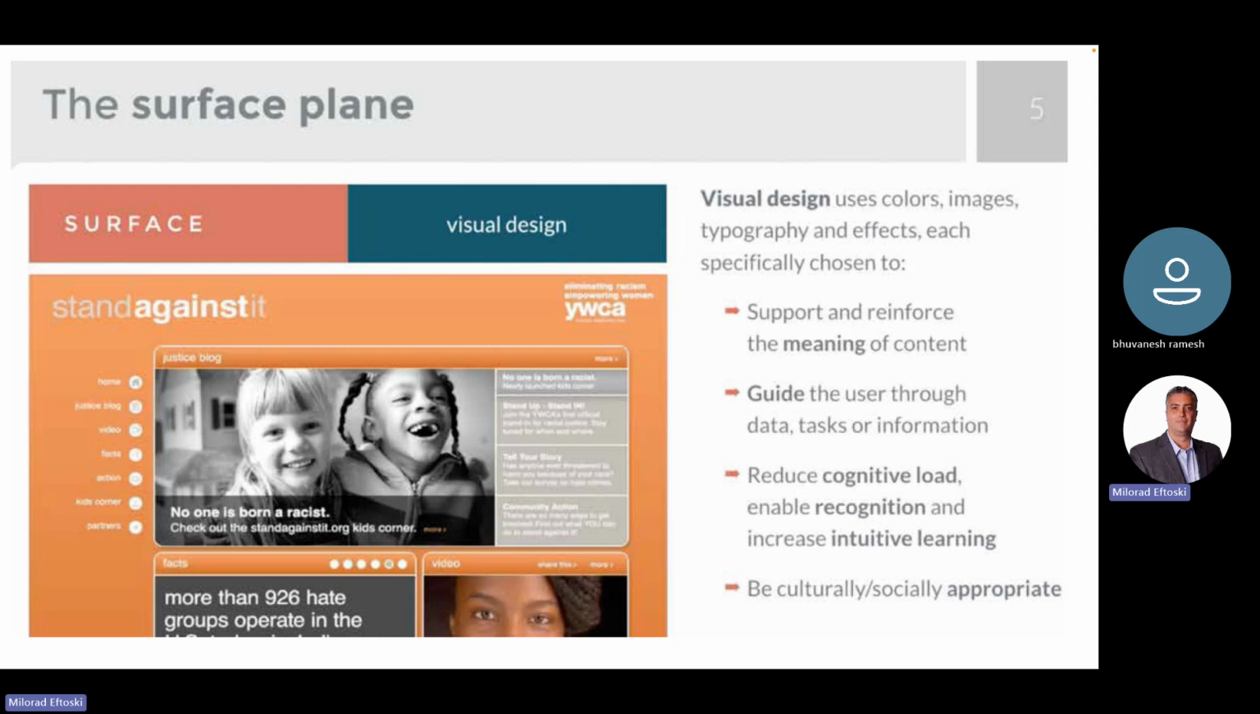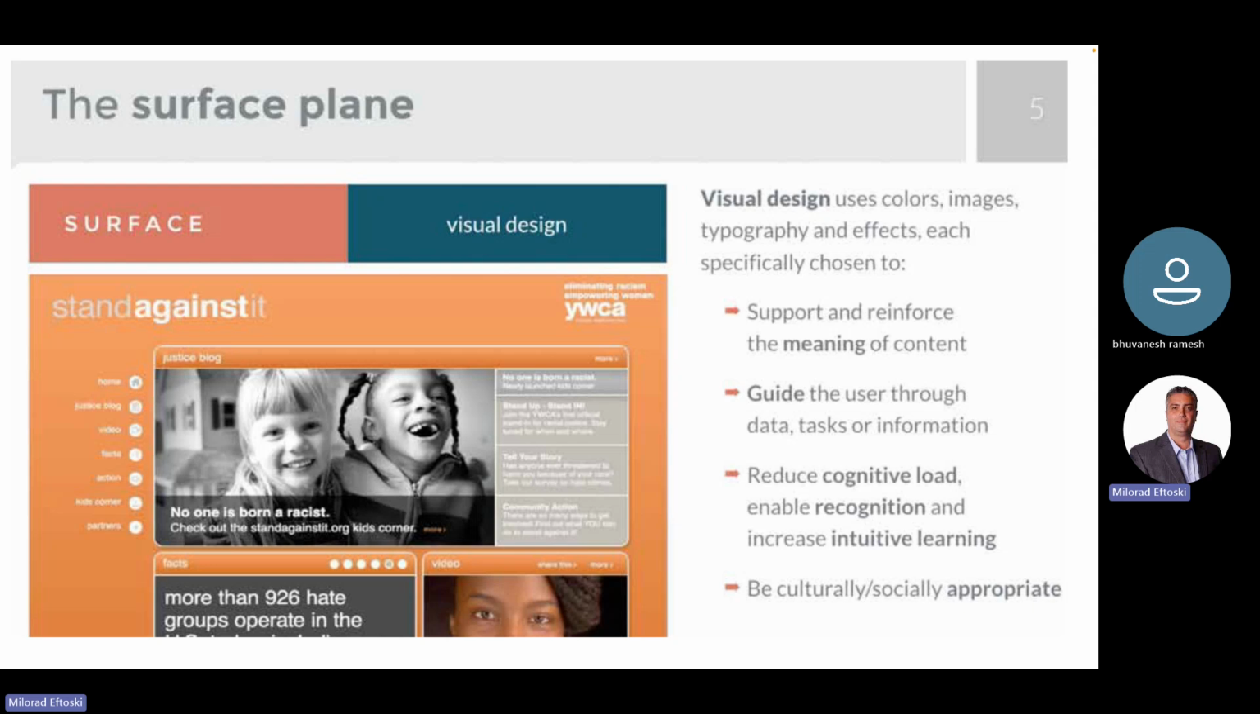The surface plane. This is where all the graphic design stuff happens. All the stuff you've learned in the previous semester, this semester, all the design elements come into place. This will be like your favorite phase or plane, because you get to put all your design skills to use. The fonts, right? The typefaces, the colors, the images, all the stuff that you have to be incorporating. The visual design uses colors, images, typography, and effects specifically chosen to support and reinforce the meaning of content, guide the user through data, task, or information, reduce cognitive load, enable recognition, and increase, again, intuitive learning.